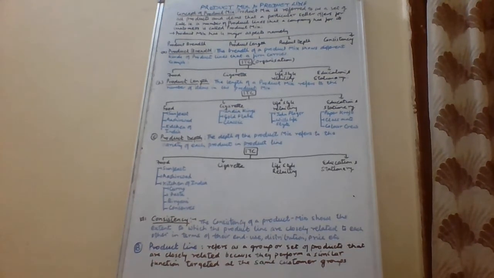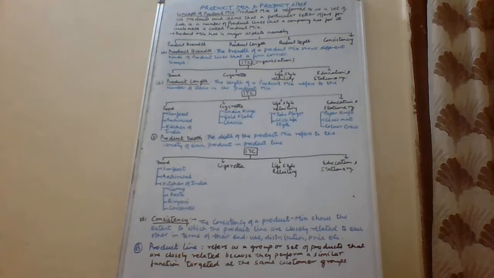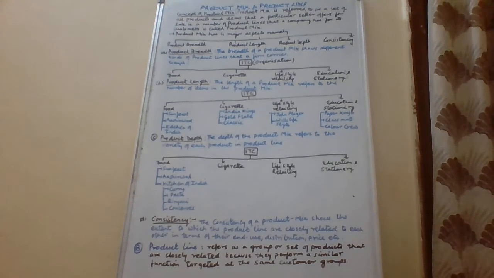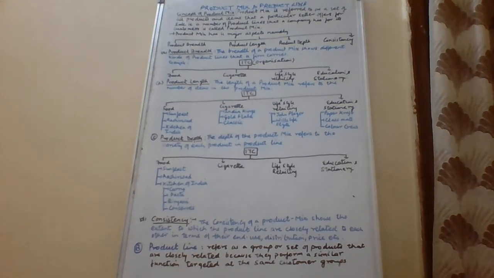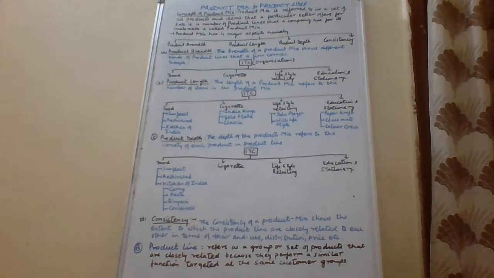So this is the length, that is, how many different brand names, different food types. For example, in the food category, different cigarette types in the cigarette category, and so forth. So again, for example, the third is the product depth. The depth of the product mix refers to the variety of each product in a product line.